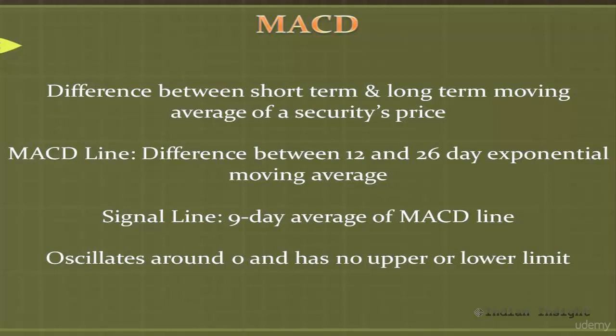The MACD is constructed by calculating two lines. First is the MACD line and the second is the signal line. Let's understand this one by one. The MACD line is the difference between the 12-day exponential moving average and the 26-day exponential moving average. So you take the two moving averages and you calculate the difference between them to create the MACD line. The signal line is just the 9-day average of the MACD line.